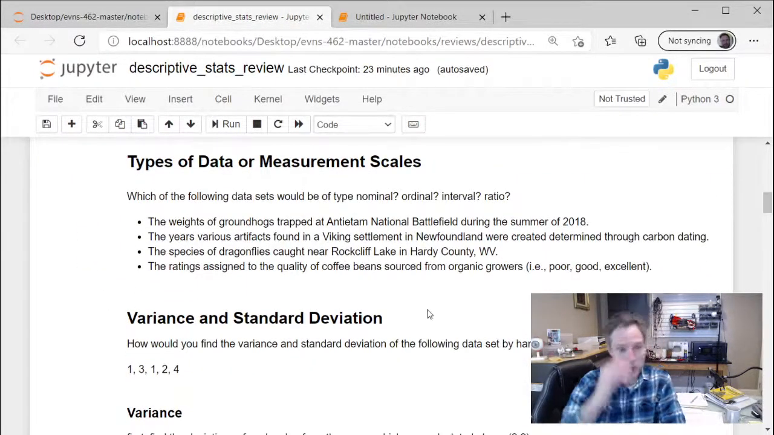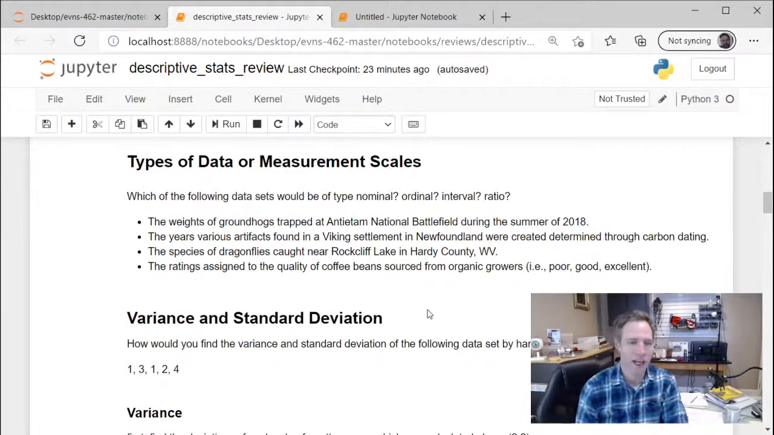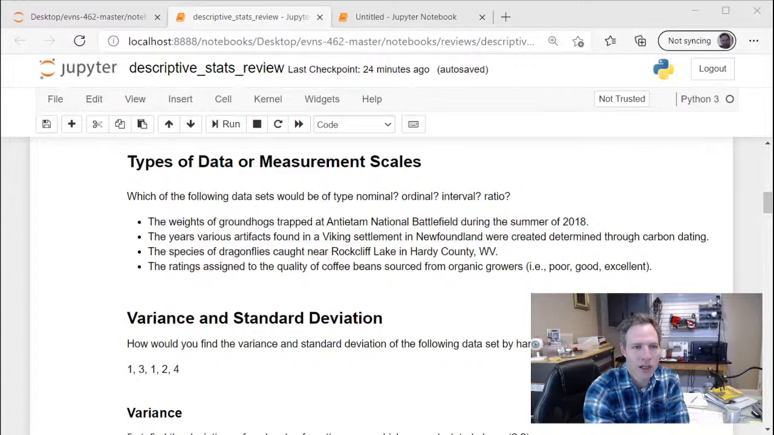Next item, types of data or measurement scales, and there's four types of data, and they are nominal, ordinal, interval, and ratio.